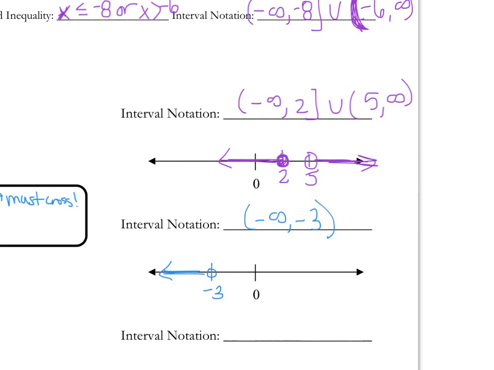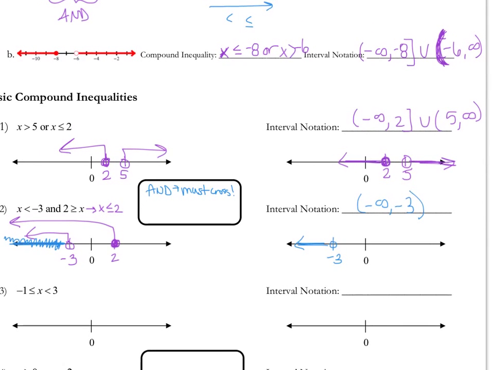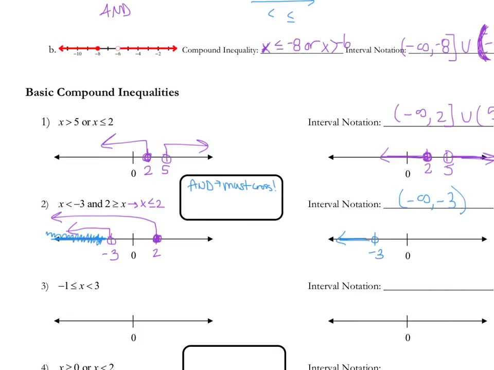Okay, so this is an example of a special case, because the and is going in the same direction. They're both going to the left. We look to see where they first cross, and then that's the only answer that we write for our inequality.